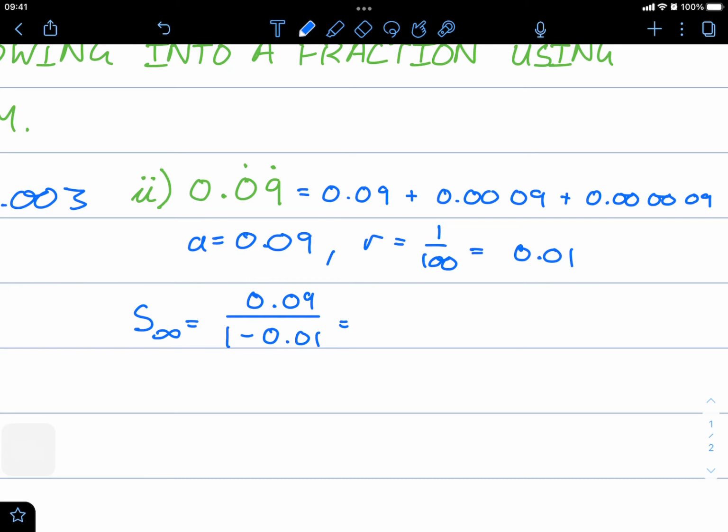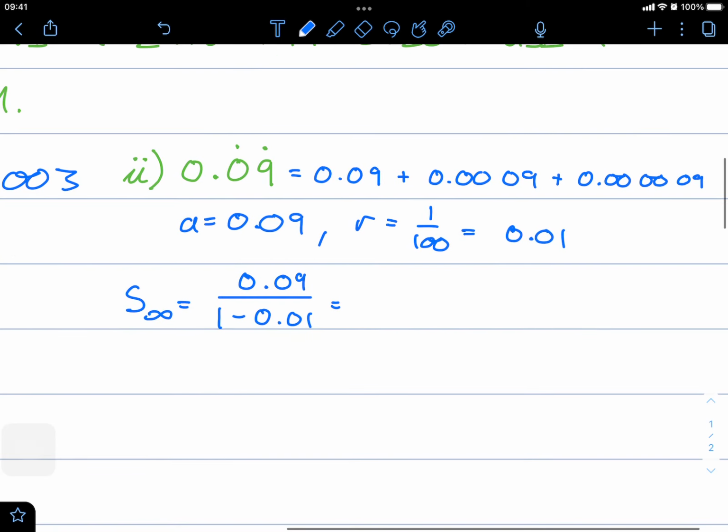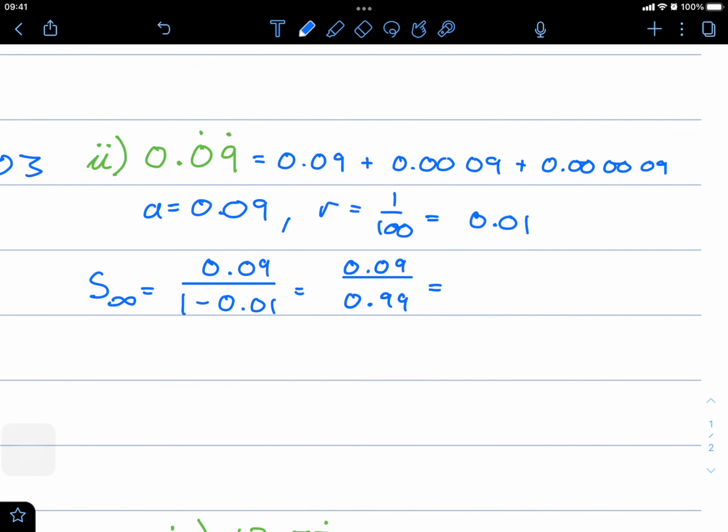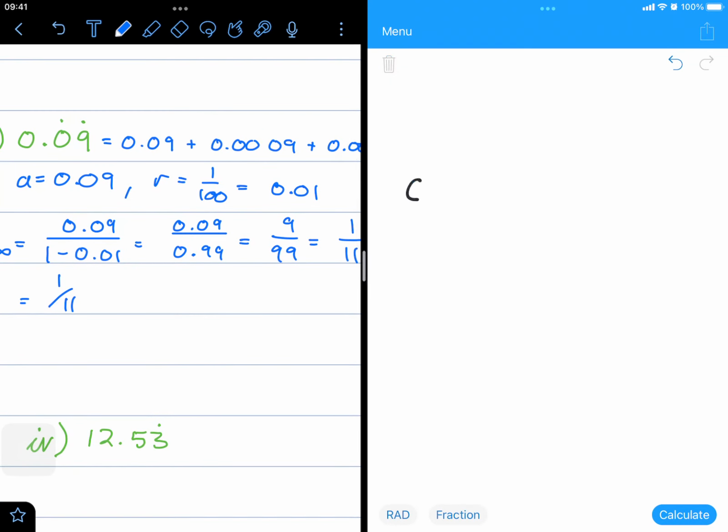Let's try doing this. You can use a calculator, of course, and fast forward this. I'm going to try doing this without a calculator. 0.99. Multiplying both by 100, so 9 over 99. This is going to be 1 over 11. Let's double check if I got that one right. If I got it wrong, oh well. 0.09 over 1 minus 0.01. Would you look at that? 1 over 9. Moving right along.